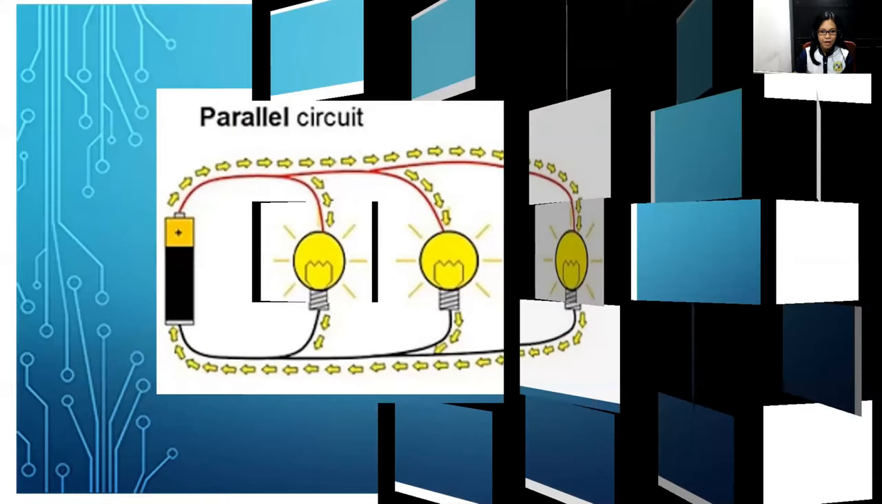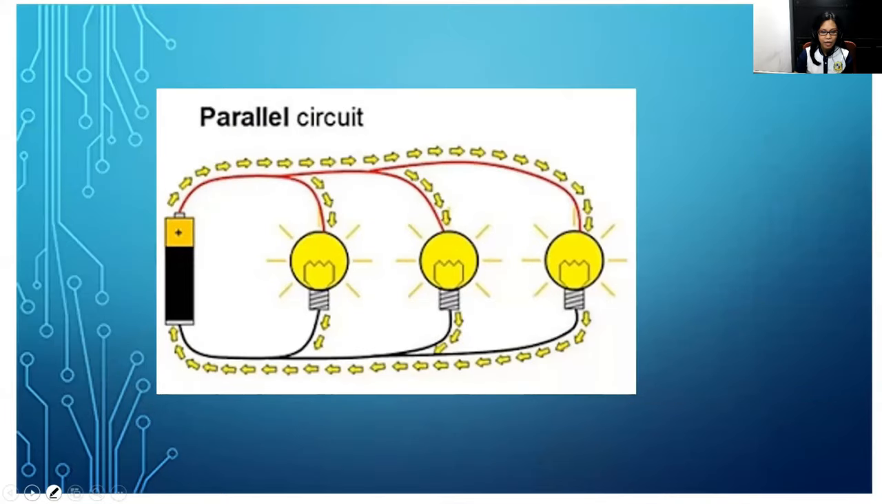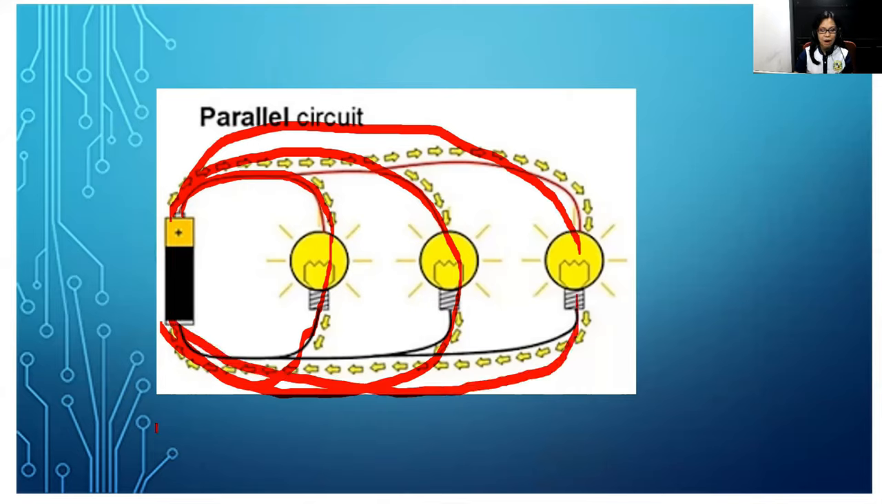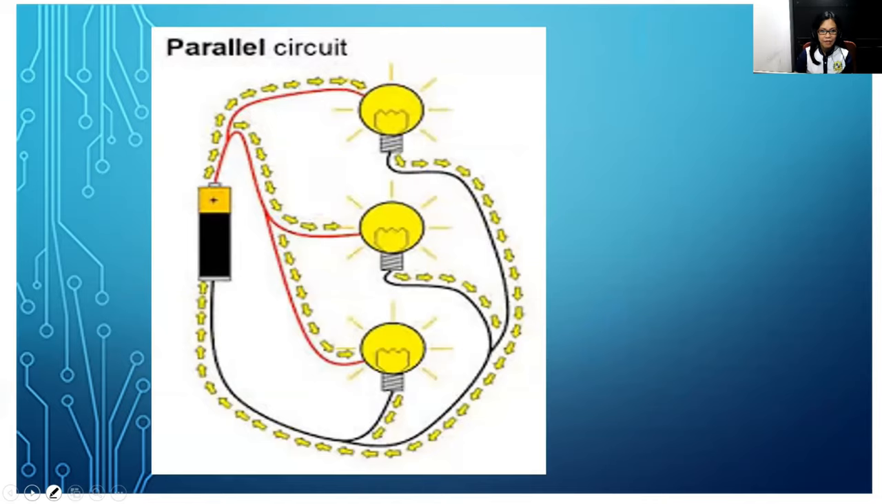Now, another example of a parallel circuit. How many ways can you see here that electrons can flow? There are three pathways in this circuit. One way to the first bulb and back. Another way to the second bulb and back. And another way to the third bulb and back. A parallel circuit has more than one pathway through which electrons can flow. There are three bulbs, so there are three pathways through which electrons can flow.